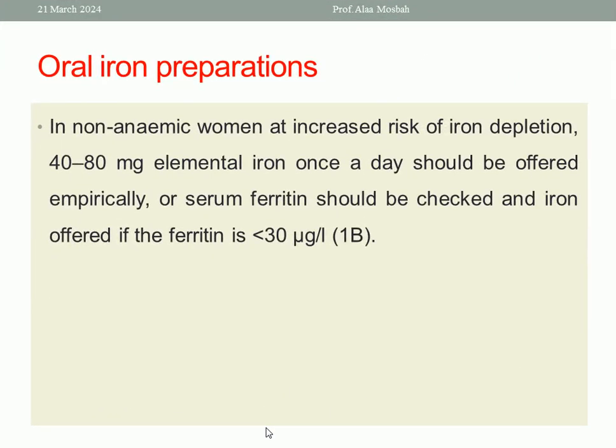In non-anemic women at increased risk of iron depletion, 40 to 80 milligram elemental iron once a day should be offered empirically, or serum ferritin should be checked and iron offered if ferritin is less than 30 microgram per liter. Okay?